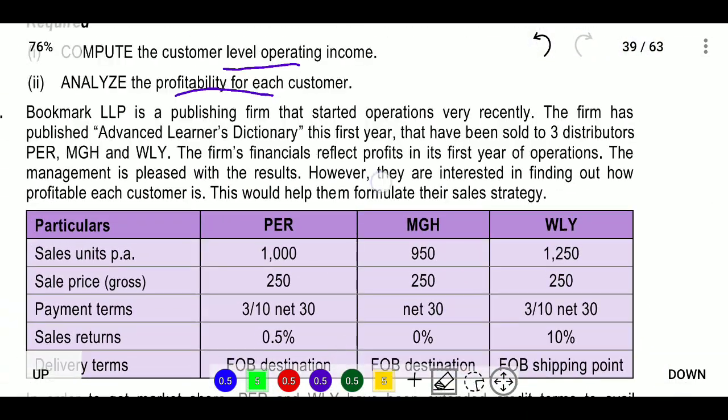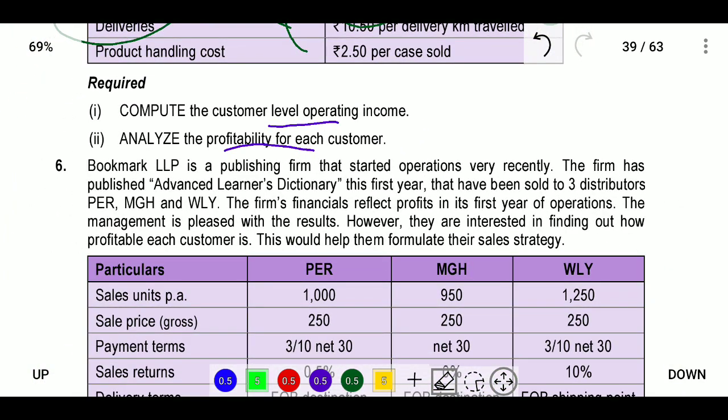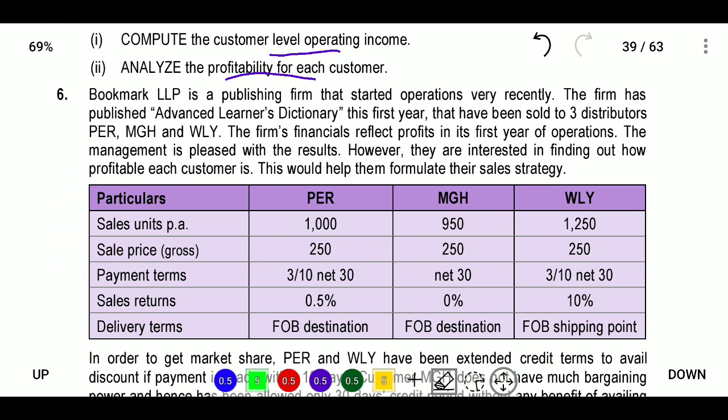In question number six, Bookmark LLP is a publishing company. It has started operations very recently. Here they provide the information, and it has three distributors: PAR, MGH and WLY.